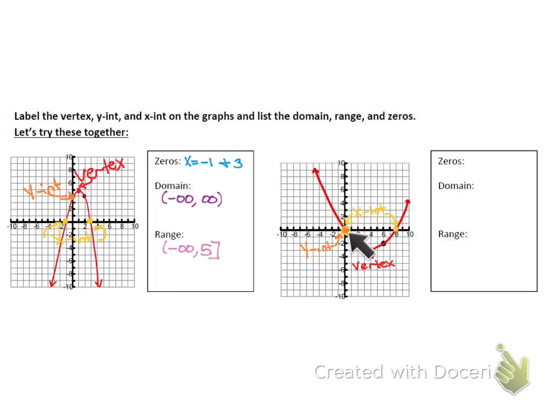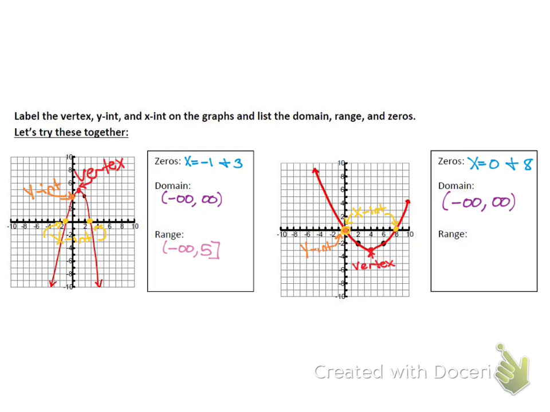Something very unique about this graph, notice at 0, 0, we have both an x and a y-intercept. 0, 0 is the only point where you can have an x and a y-intercept because you have 0 in both the x and the y positions. Now that we've labeled everything, let's list the domain, range, and zeros. First is the zeros. So if we go back to our graph, we have x equals 0 and x equals 8 for our x-intercept. So that's what we're going to write down for our zeros, x equals 0 and 8. All domains, -infinity to +infinity.